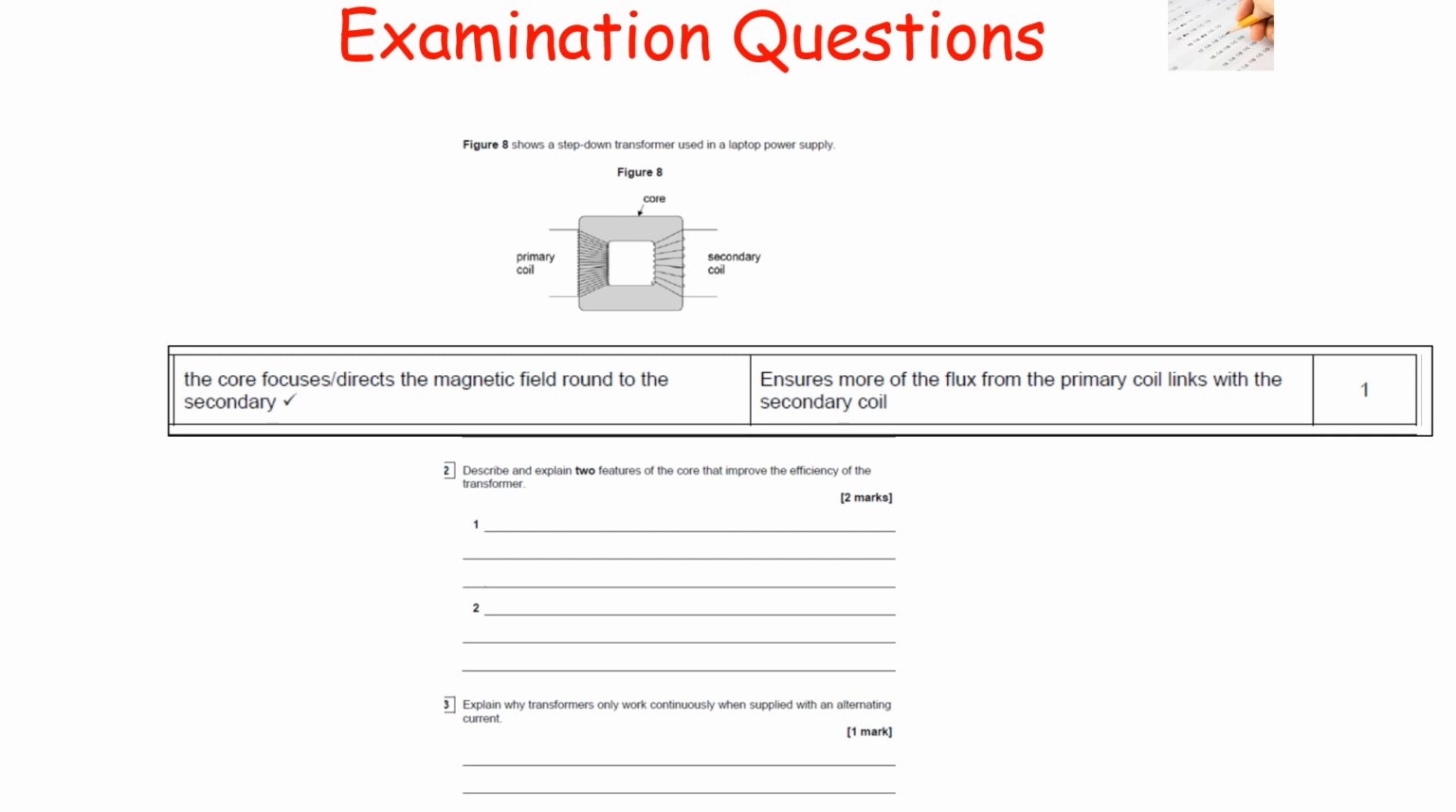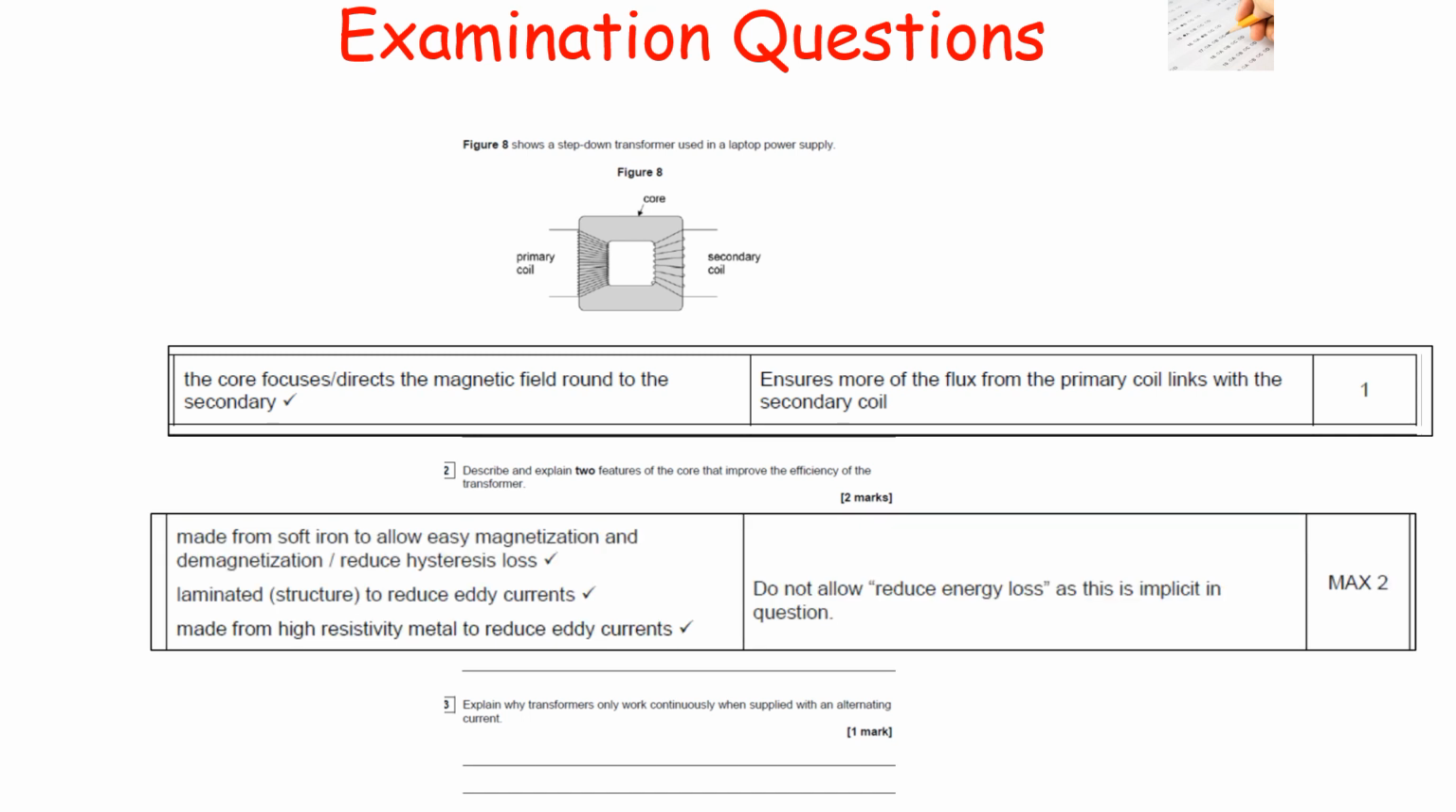Well, there's actually 3. The first one is you make your core out of soft iron, because this allows the magnetic field of the core to alternate easily. Because if it struggles to alternate as you've got your alternating current passing through it, you will get hysteresis and energy will be lost out of the core.